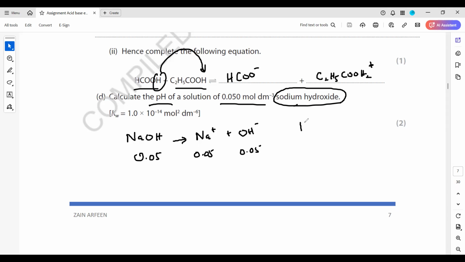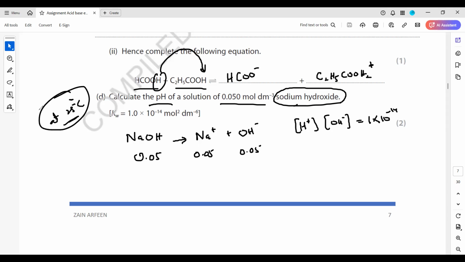And we have the formula: the product of the H plus concentration and the OH minus concentration will always be 1 into 10 to the power minus 14. But this is conditional at 25 degrees centigrade. When it's 25, the product will be 1 exponent minus 14, and the sum of pH plus pOH will be 14. So using this, we can work out the hydrogen ion concentration.